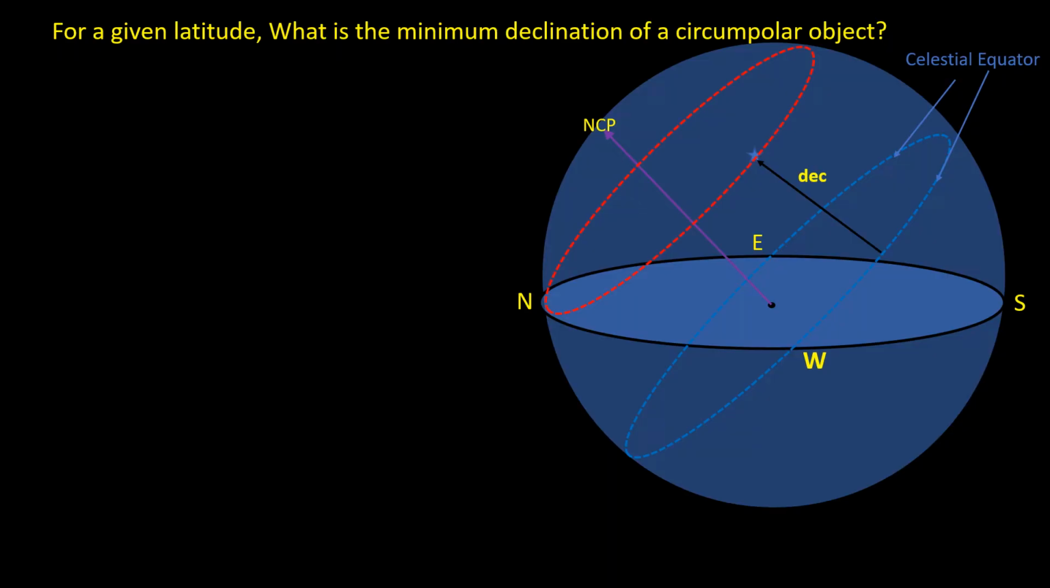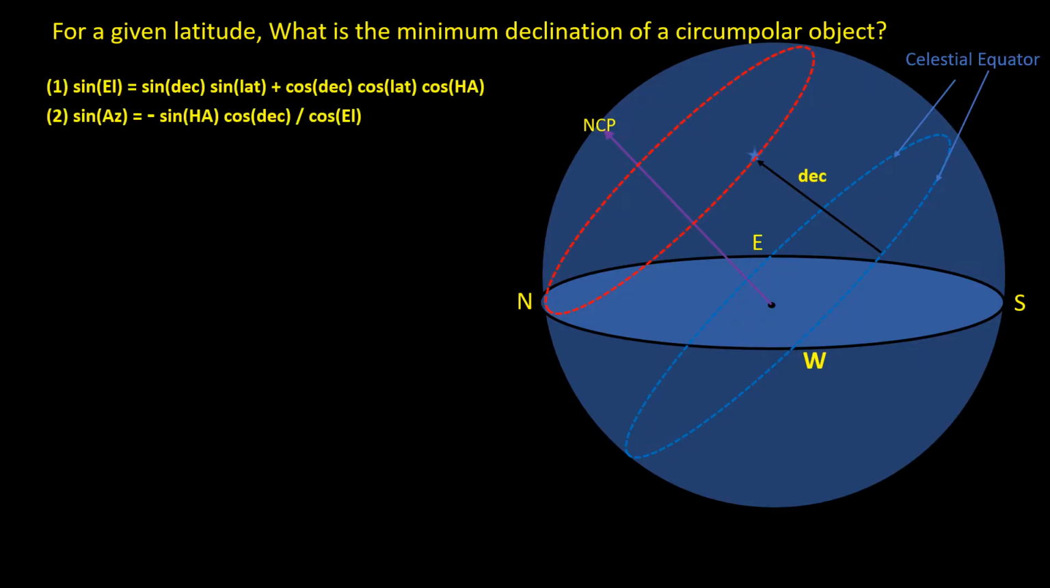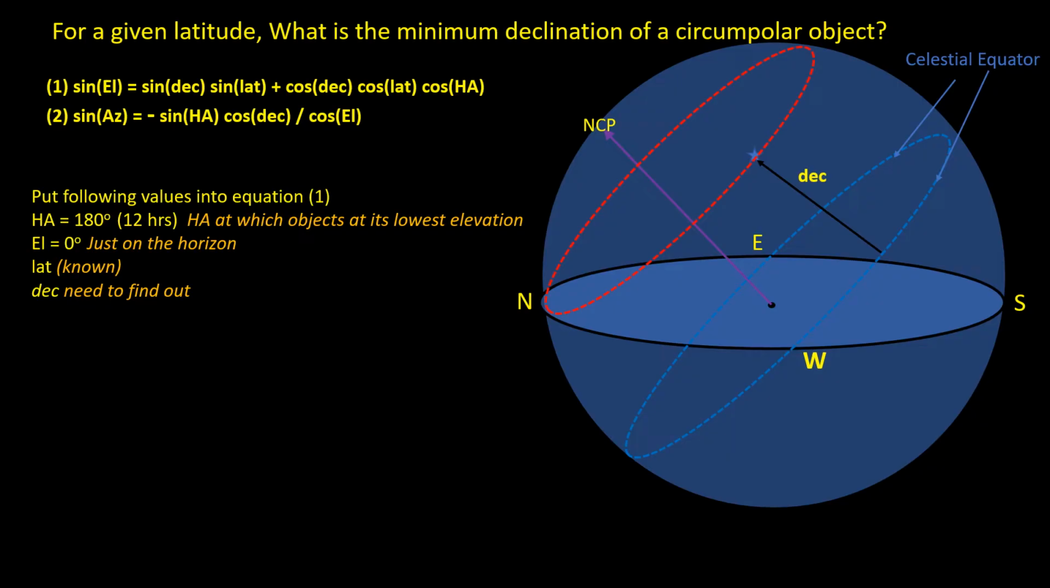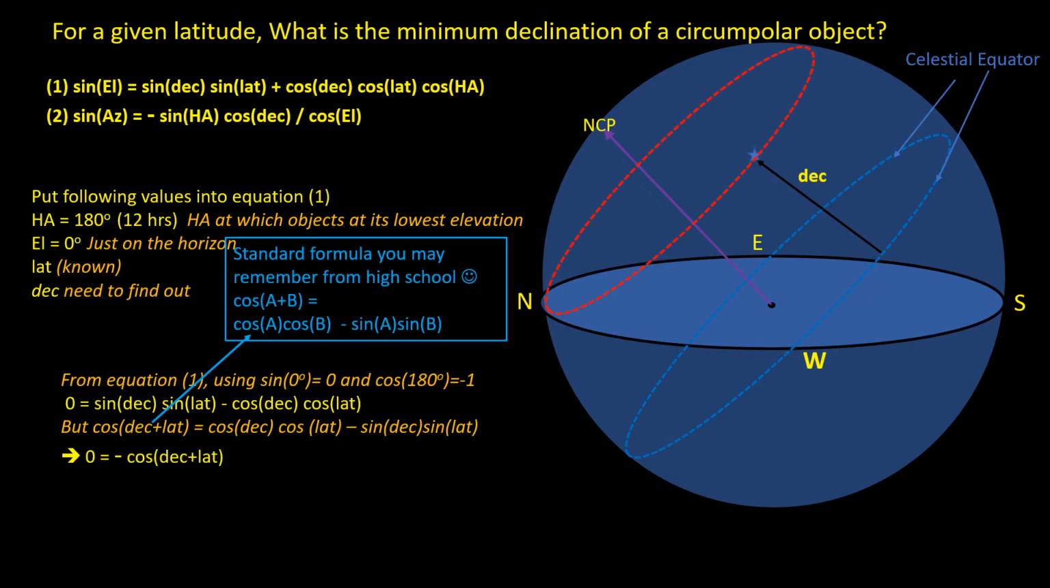So we can ask the question, what is the minimum declination of a circumpolar object? That's an object which never sets, is always above the horizon. Using these formulae, we can work out, put the following values in. Well, obviously the object is at its lowest elevation at hour angle of 180 when it just hits elevation 0. We know its latitude, so we want to find out the minimum declination. So putting these numbers in, then we get 0 equals sine dec times sine lat minus cos dec cos lat.